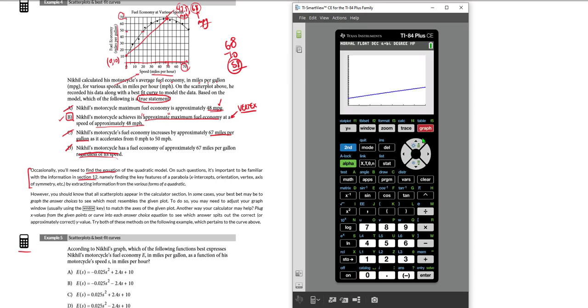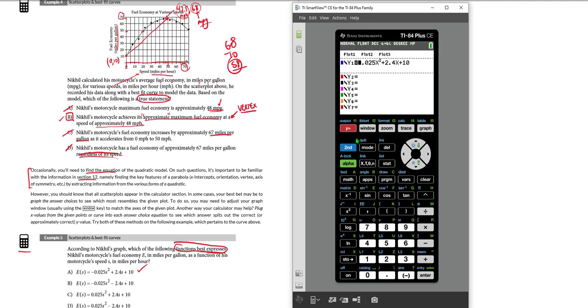And now when I graph, I can see something that should look, actually, did I get that? I don't think I got my X value right there. Yeah, 70, my apologies. Now when I graph, I do get something that looks very, very similar to what I have in the graph that was given. So in a question like number 5, where they are asking me for the function that best expresses the fuel economy, which means they're just asking me for the equation of this parabola, I can see that answer choice A is a pretty darn good candidate. Looks a lot like what I got up here.